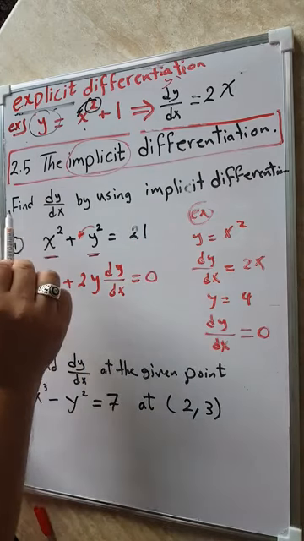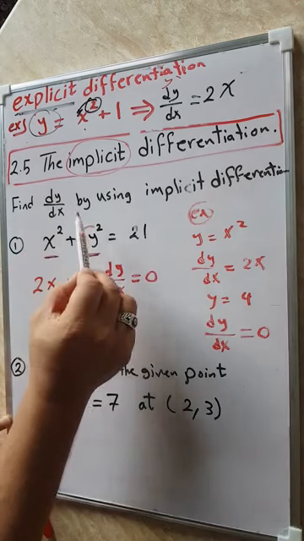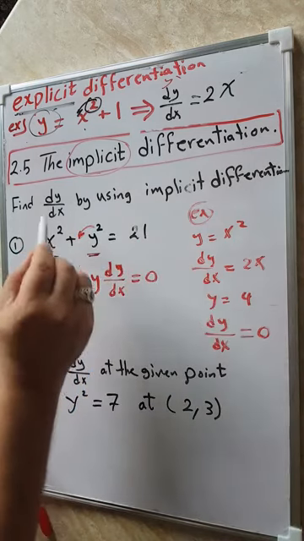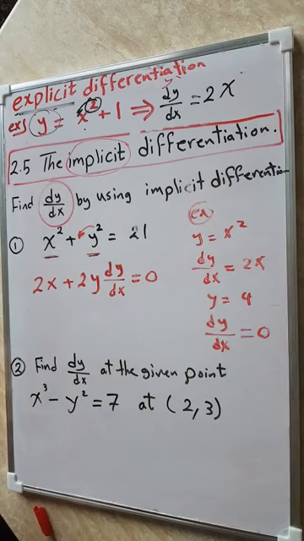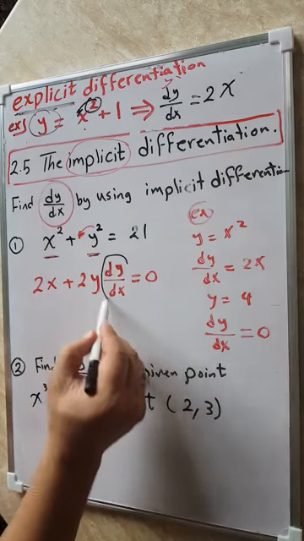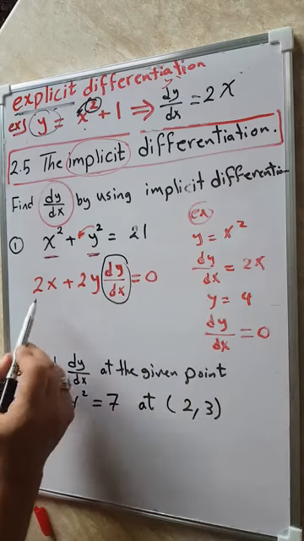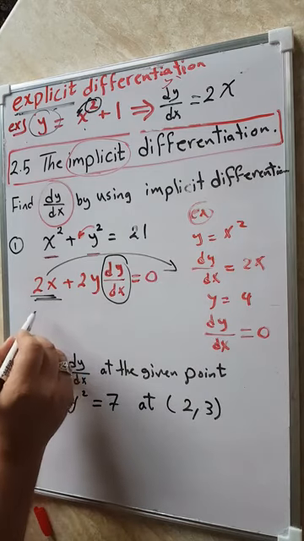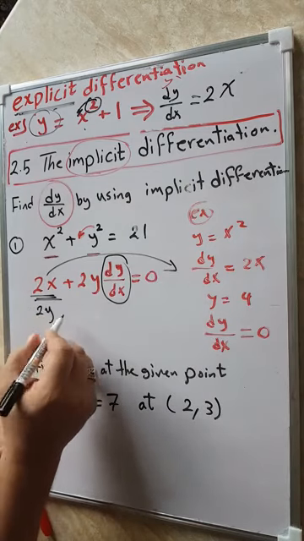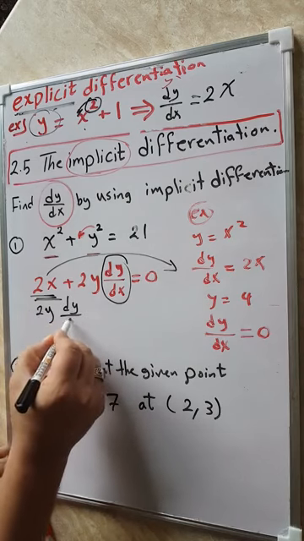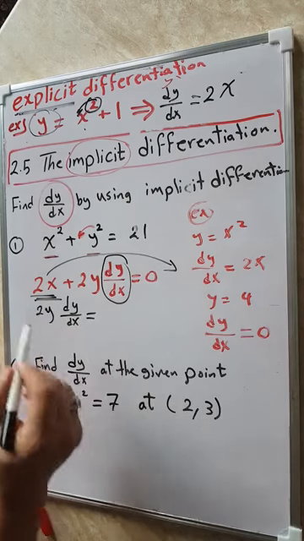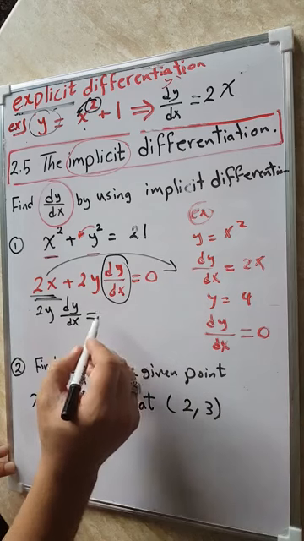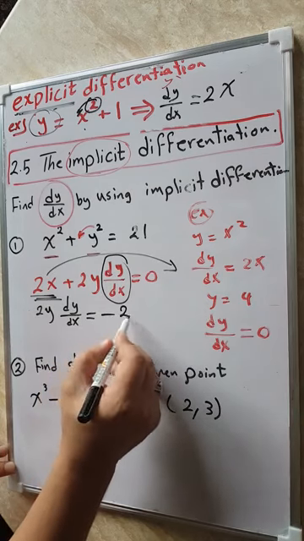What was the question? Find dy over dx by using implicit differentiation. So I want dy over dx, right? So I want just to keep dy over dx on one side. So first of all, I will move this one to the other side. So it will be 2y dy over dx equals, when we move x squared to this side, negative 2x.